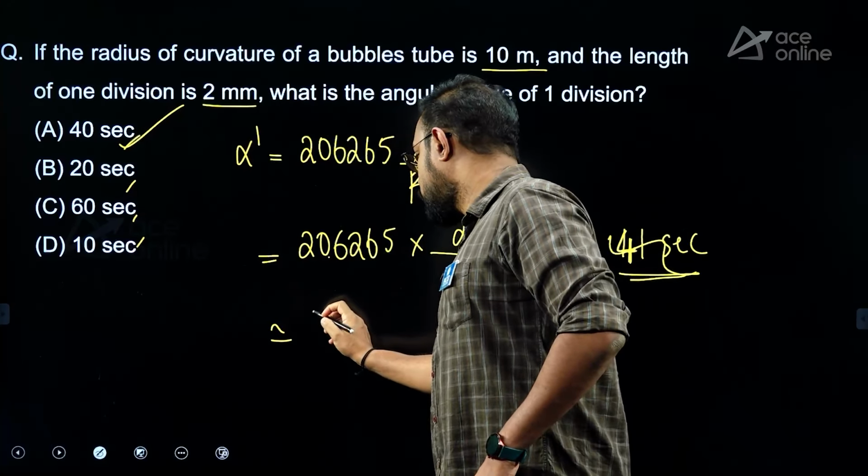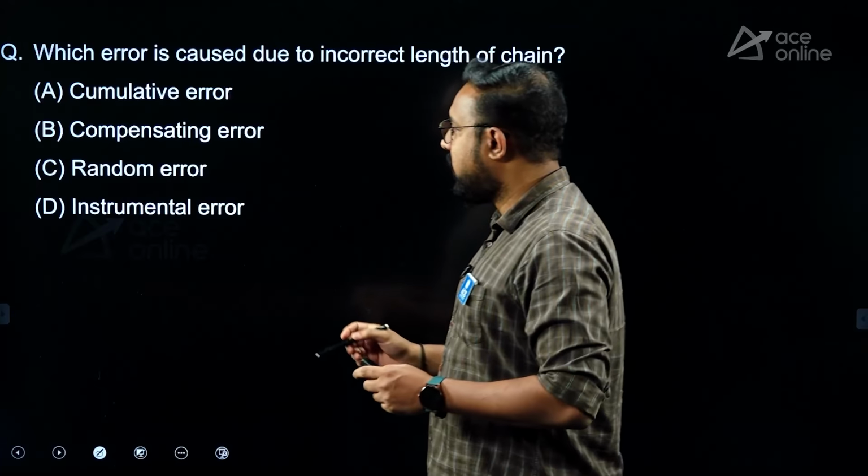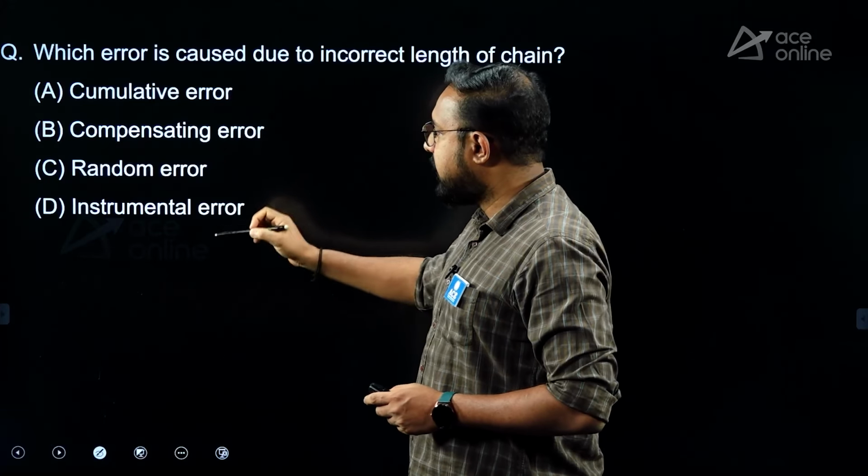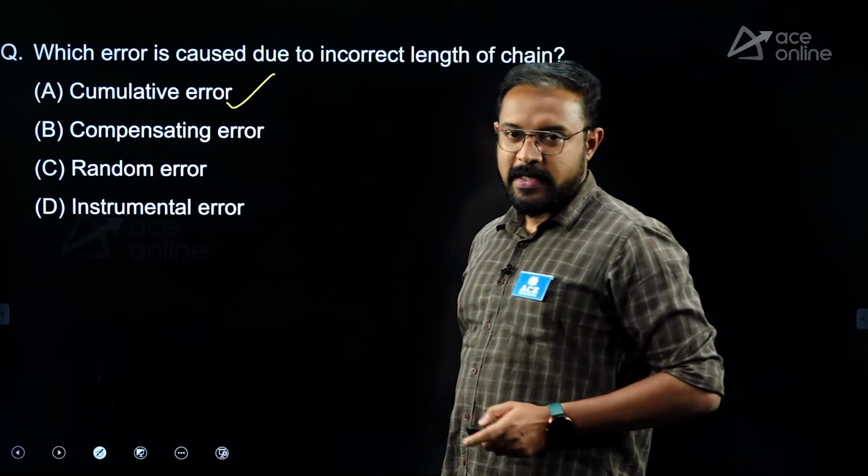Which error is caused due to incorrect chain length? Incorrect chain means the chain is either too short or too long. Either of these two happens, we get a systematic or cumulative error. The options are cumulative, compensating, random, instrumental error. The answer is cumulative error, guys.